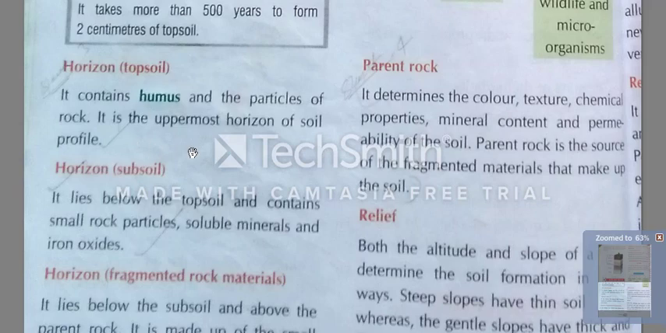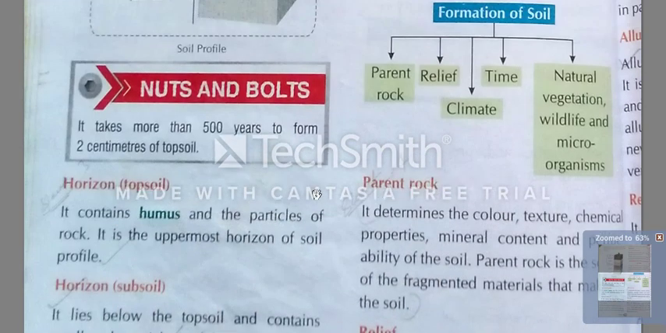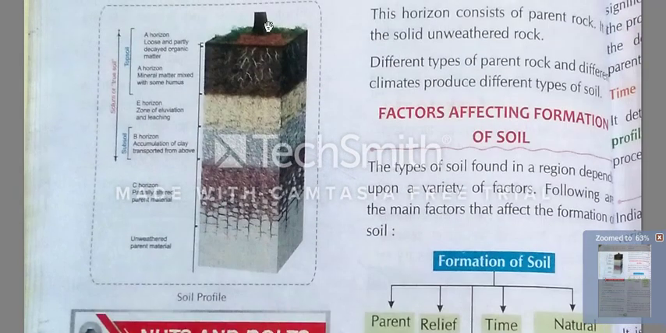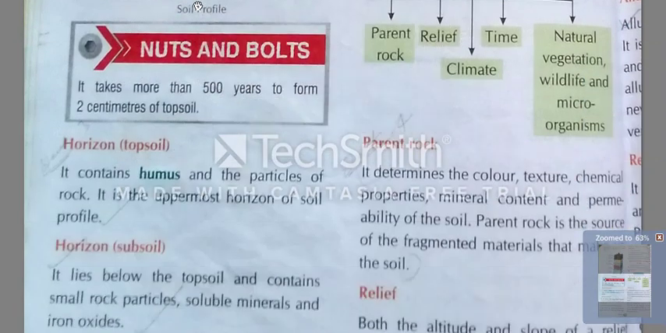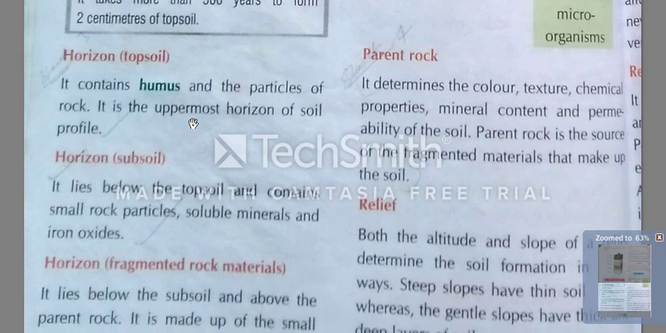It is the uppermost origin of the soil profile. If you see in the figure, you will find out that it is the uppermost. Here you can see it is the uppermost soil of the soil profile. It is called topsoil. Clear? Okay. Now second is subsoil.